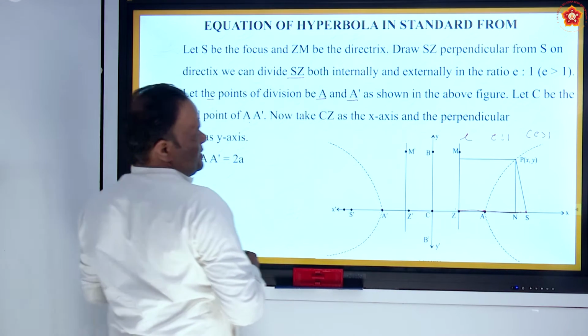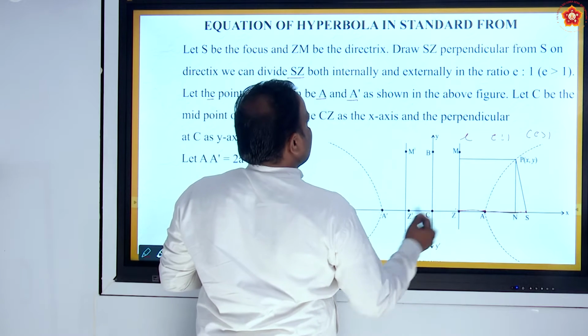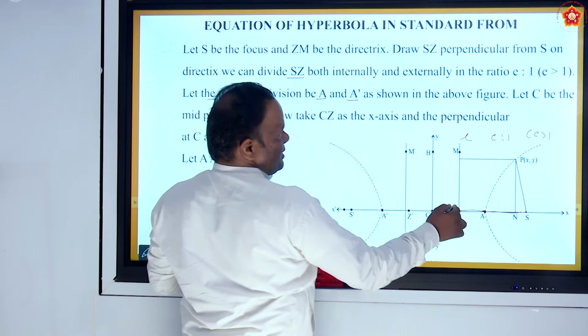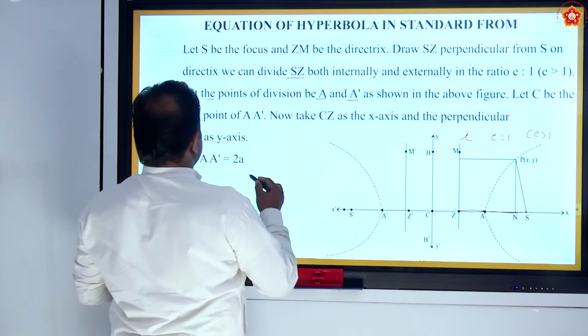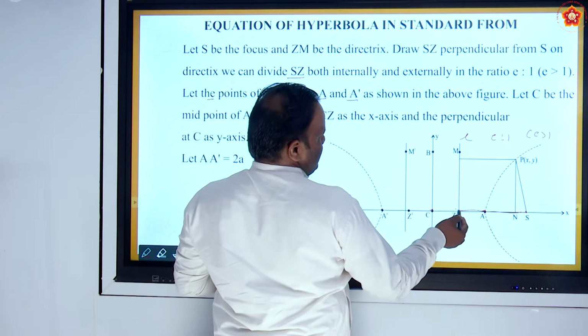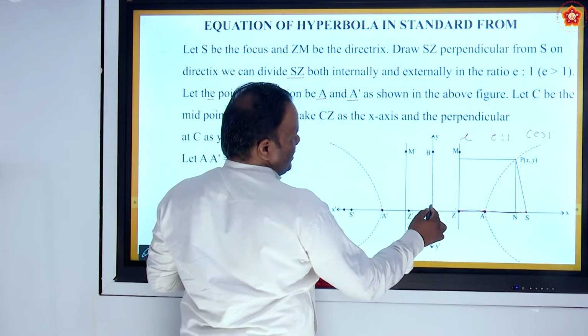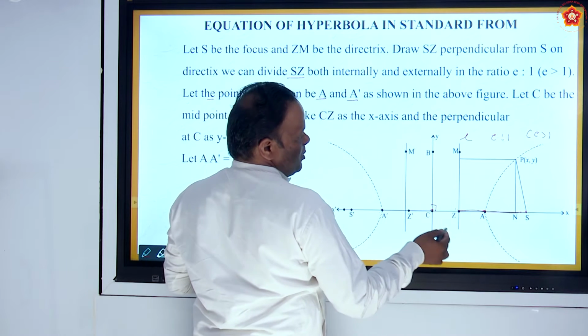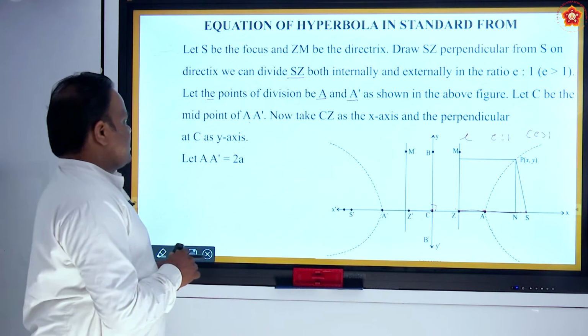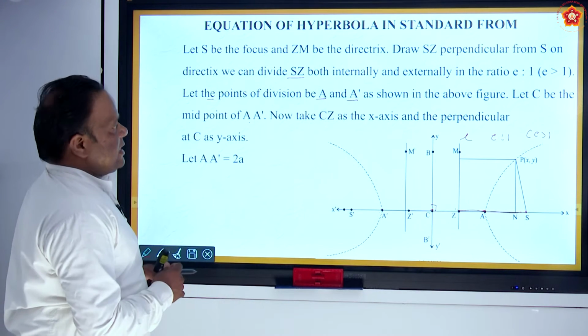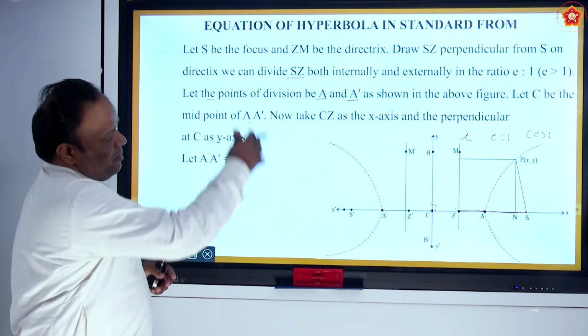Now take CZ as the x-axis and perpendicular to it at C the y-axis. CZ is the x-axis and CY is the y-axis, which means this angle is how much? 90 degrees. The x-axis and y-axis are perpendicular to each other.